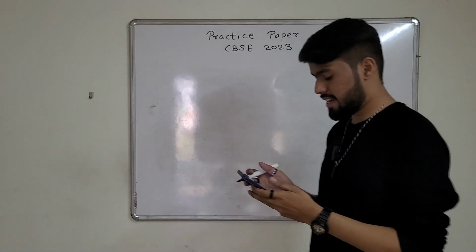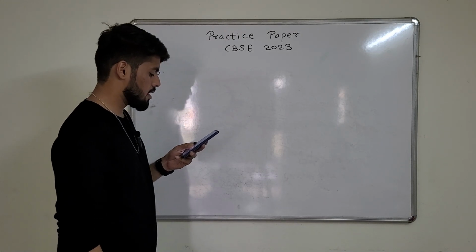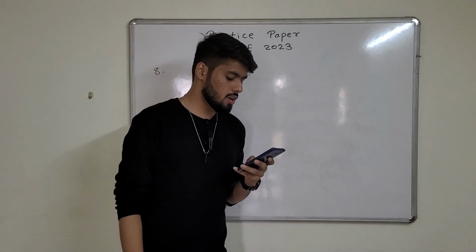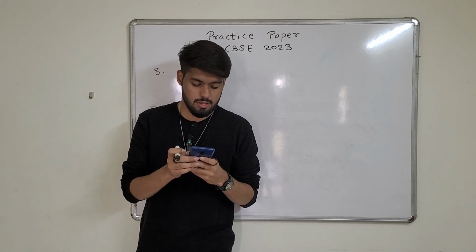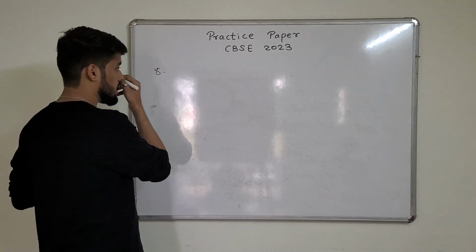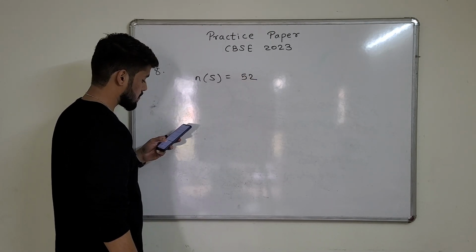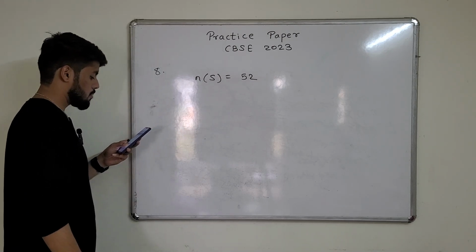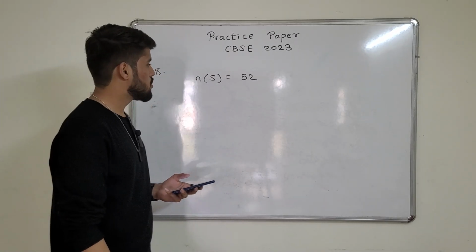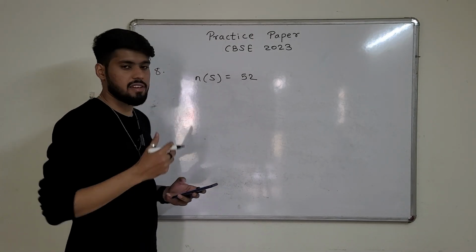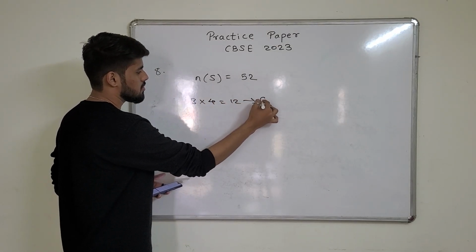The next question, the 8th question we have, is from the probability chapter. One card is drawn at random from a well shuffled deck of 52 cards. What is the probability of getting a face card? We have 52 cards, that is n of S, the sample points are 52. What is a face card? Face cards are nothing but the king, jack and the queen. So in one set there are 3 face cards. So in the whole deck there will be 3 into 4, that is 12 face cards.